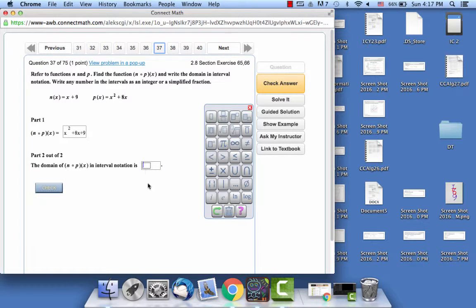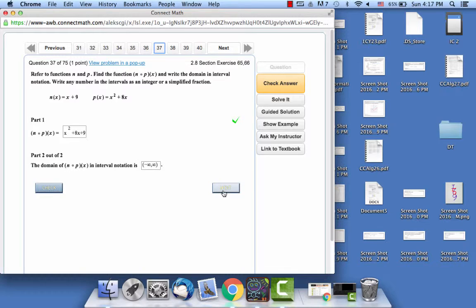Okay, so now it wants to have the domain in interval notation. It doesn't have a symbol for all real numbers, so we're going to have to put negative infinity, comma, infinity. And remember, open parentheses because you can't include infinity because it's not a number.